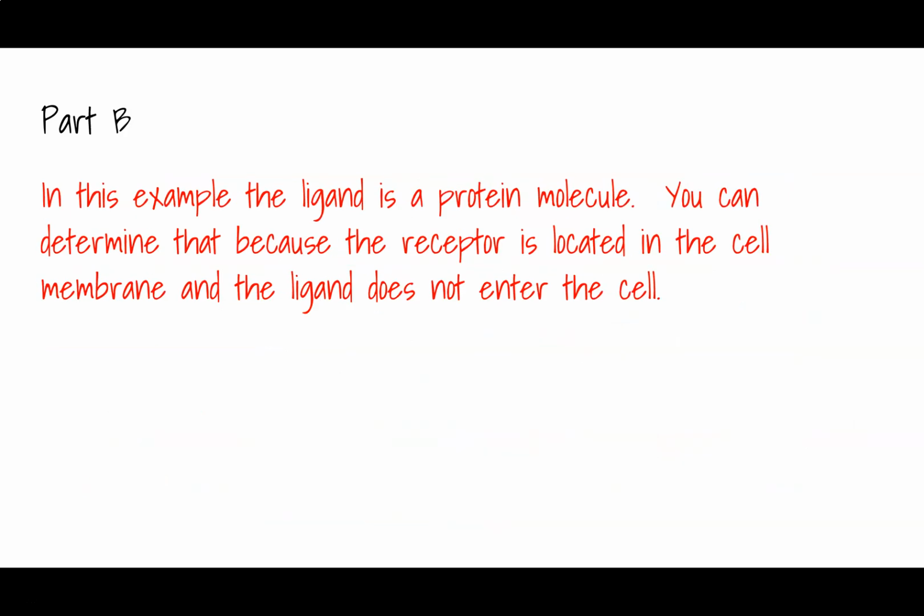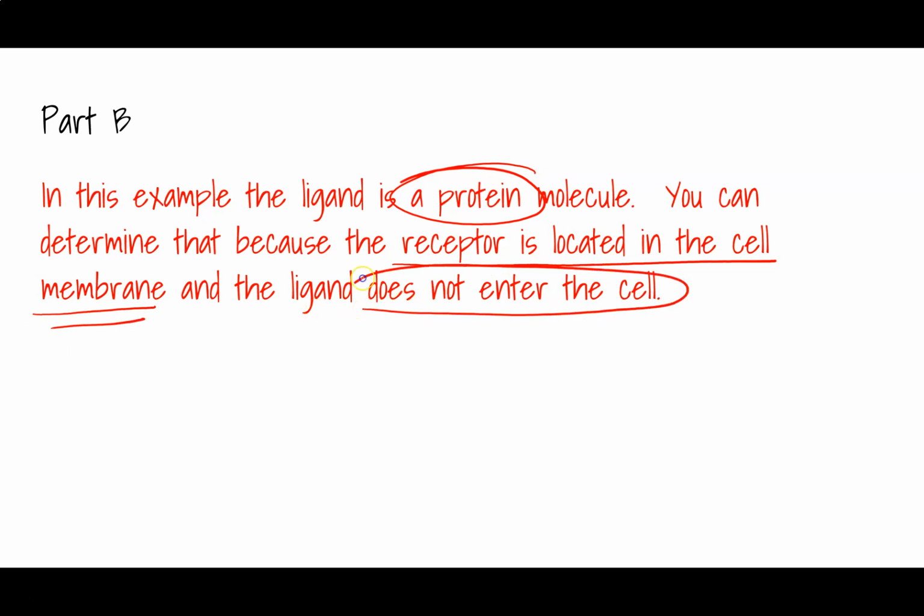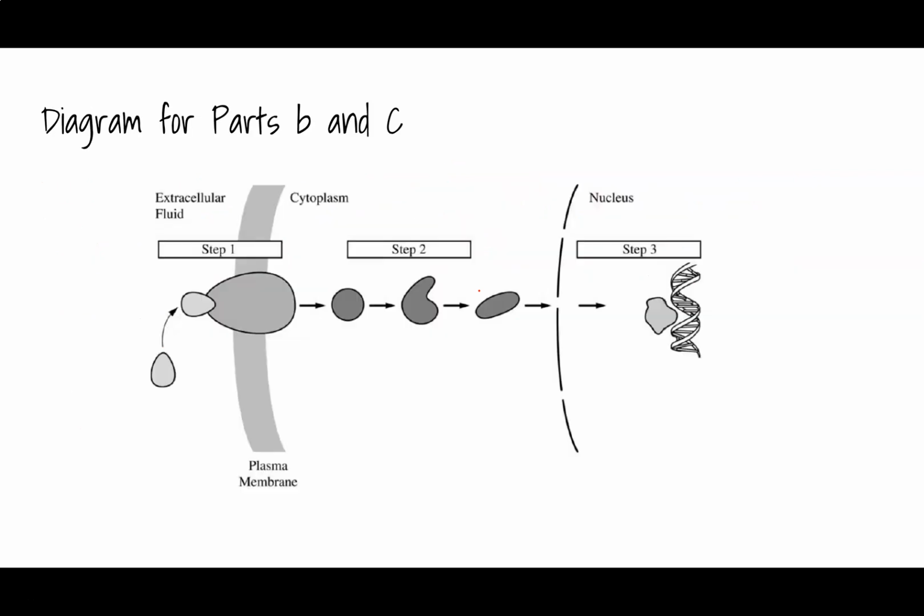Now, part B, all you needed to say was this was a protein. And if you wanted to, you could say that the receptor was located in the cell membrane and the ligand does not enter the cell. So if you go back to that picture, notice the ligand, which is this light gray color, does not enter the cell. So that's where many of you, if you lost a point, that's where you lost it.